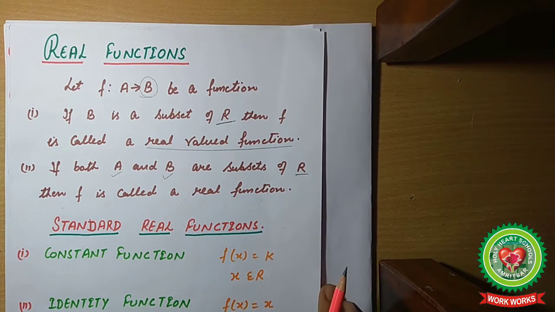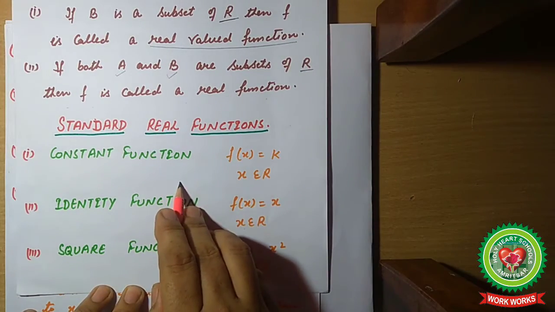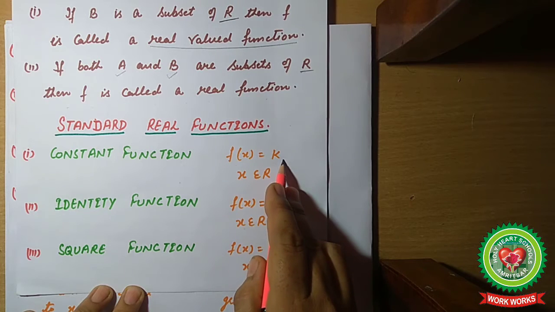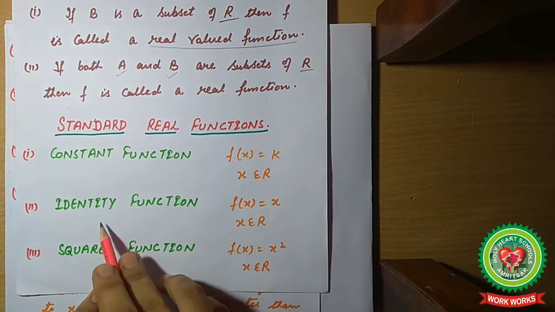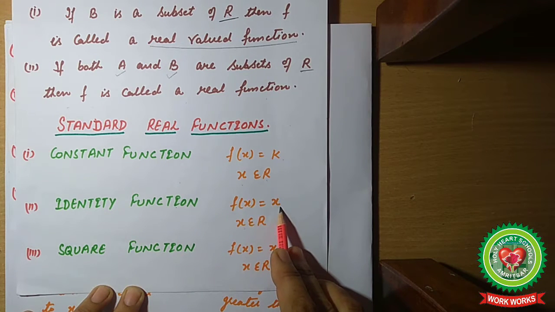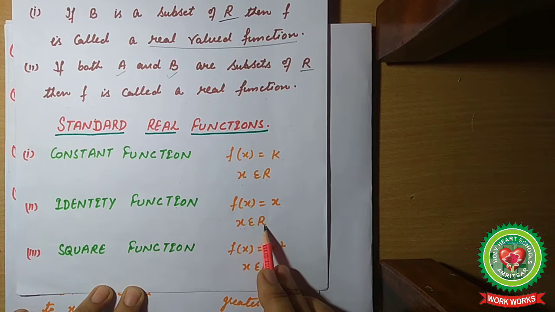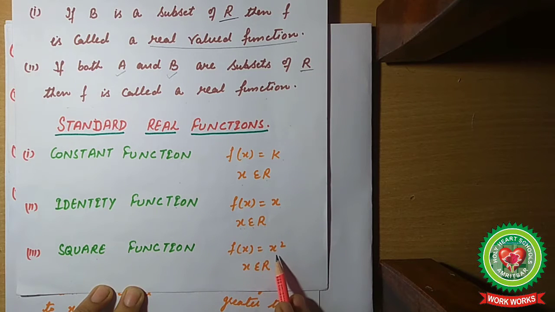Now, some standard real functions. First is the constant function, f(x) = k, where x belongs to R. Then the identity function, f(x) = x, x belongs to R. The square function, as per the name, is in the square form, f(x) = x², and x again belongs to the real numbers.